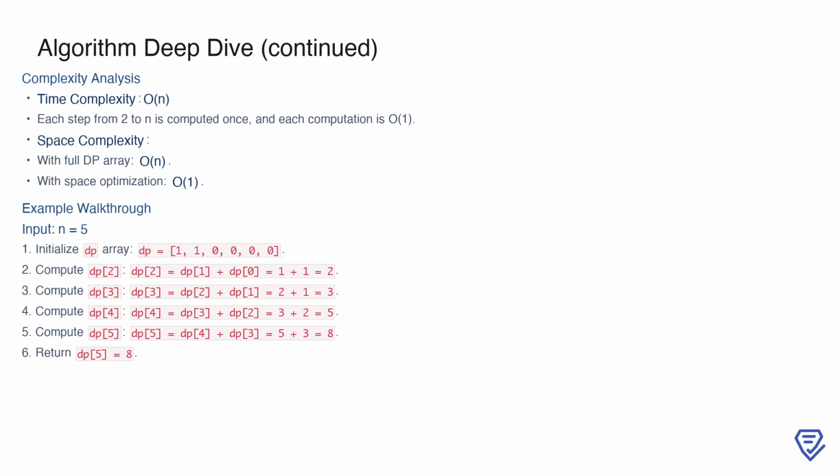We initialize the DP array with base cases, dp of 0 and dp of 1 are both 1. Next, we compute dp of 2 as dp of 1 plus dp of 0, which equals 2. Then dp of 3 is dp of 2 plus dp of 1, giving us 3. Similarly, dp of 4 is calculated as dp of 3 plus dp of 2, resulting in 5. Finally, dp of 5 is dp of 4 plus dp of 3, which equals 8. Thus, the total number of ways to climb 5 steps is 8, and this value is returned as the result.